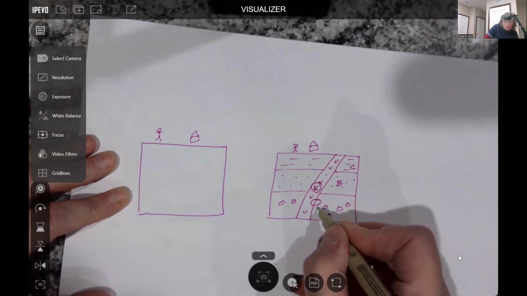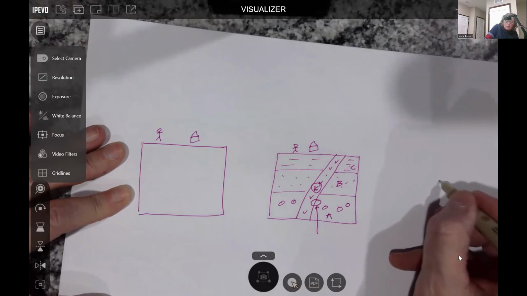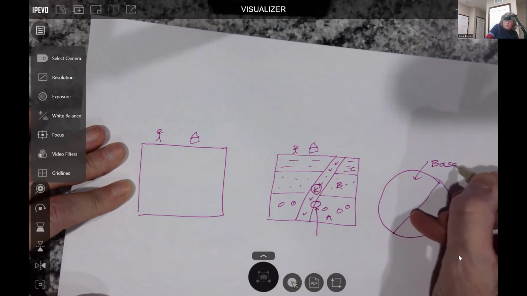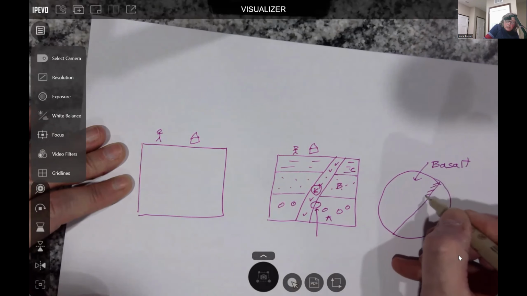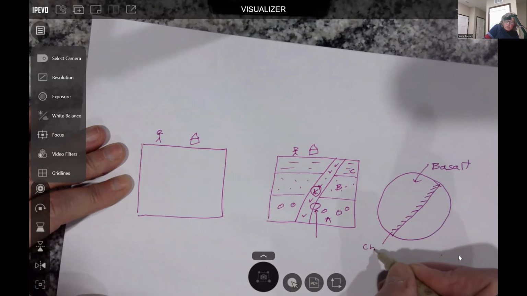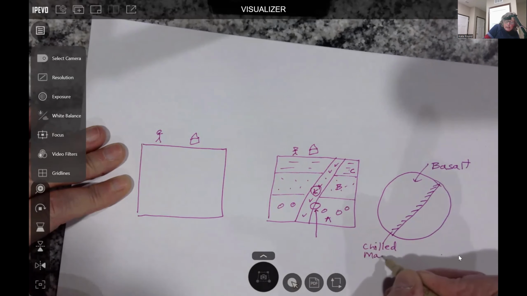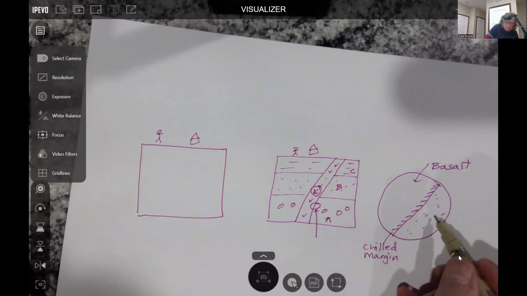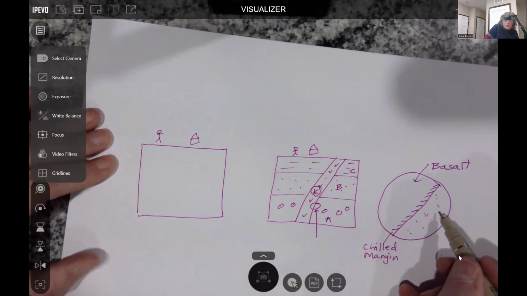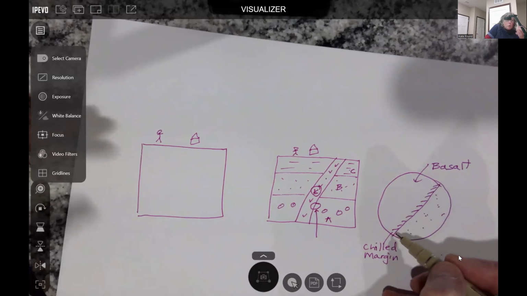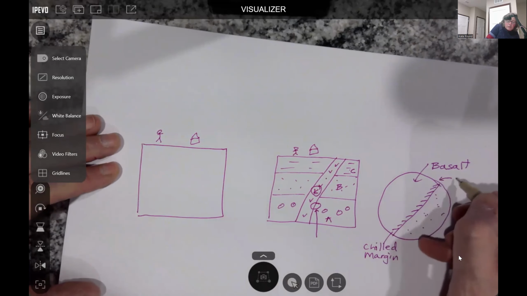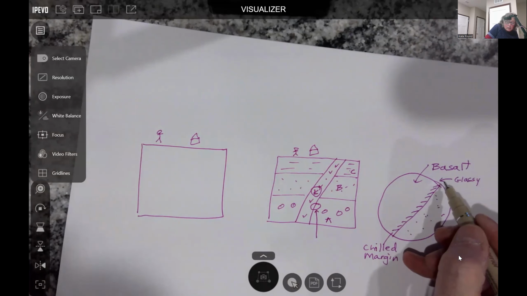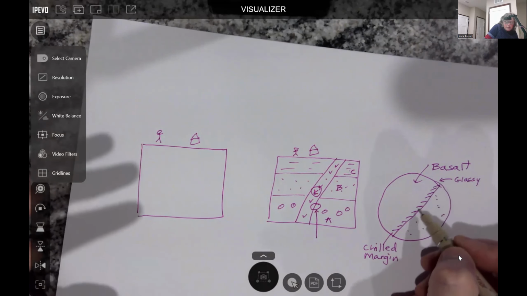Now, if we were to look right in here at the boundary of the basalt, what we might end up seeing in the basalt is something called a chilled margin. What happens in this case is that when the basalt intrudes, whatever it intrudes, that other stuff is cold. And so the basalt right next to it cools much more quickly. And there is often a glassy area right in there. Sometimes it ends up being slightly darker looking or paler looking, but there's something different about the margin.